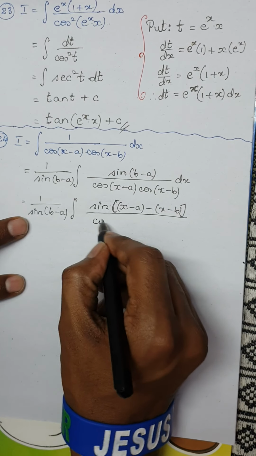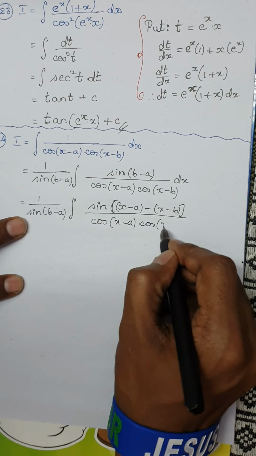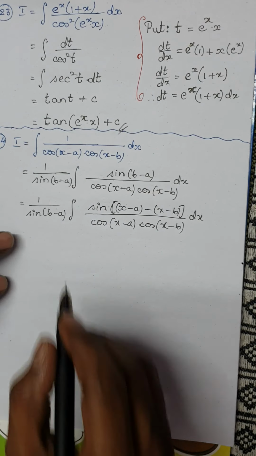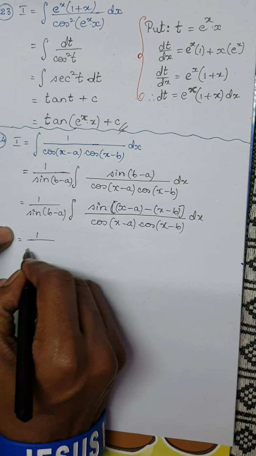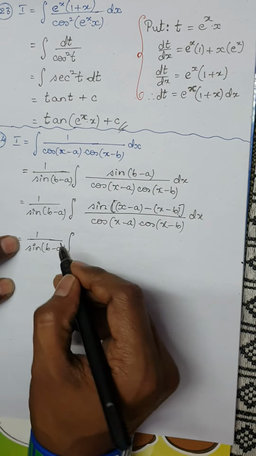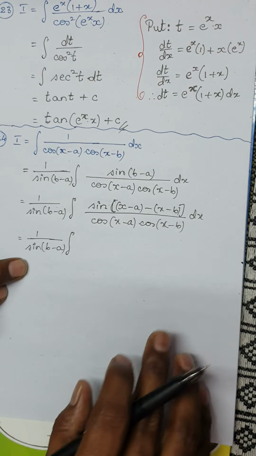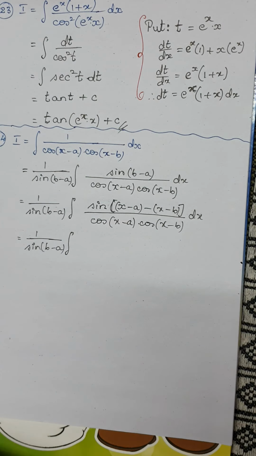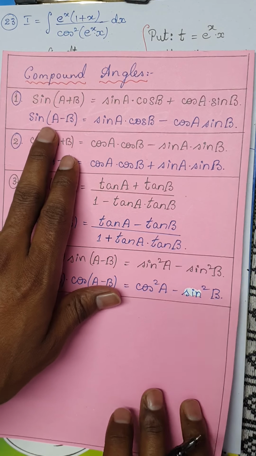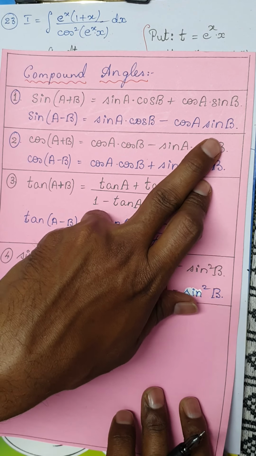See what happens. The numerator I'm not changing still. I have cos of x minus a into cos of x minus b dx. So this is nothing but 1 divided by sine of b minus a. Remember, you have to write this in every step until the last step. Now this is of the form sine of a minus b. This is the standard result we have in trigonometry. What is sine of a minus b? We know the regular formula: sine of a minus b is sine a cos b minus cos a sin b.